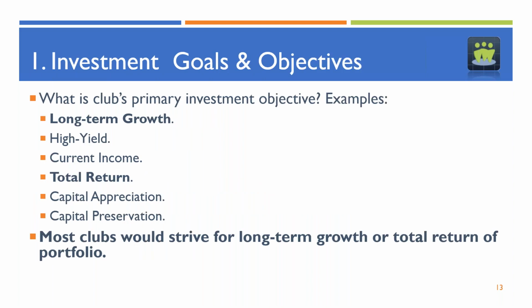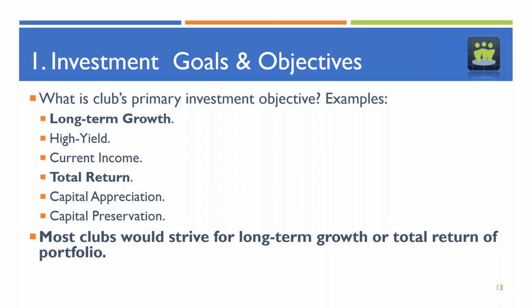So starting at the top level, investment goals and objectives: what is your club's primary investment objective? And the answer to make money is not valid in this context. Some examples of primary objectives include long-term growth or high yield or current income, total return, capital appreciation, capital preservation, for instance. These are just a few of the investment goals that a financial professional might work with a client towards with their personal portfolio.